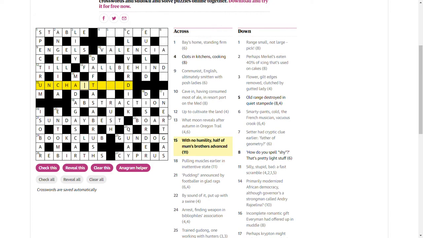That definitely sounds right now. So that is half of Mum's brothers, uncles, advanced means put it at the front. Oh no, advanced is hastened, yeah. And the whole thing is, yeah, you get the idea.